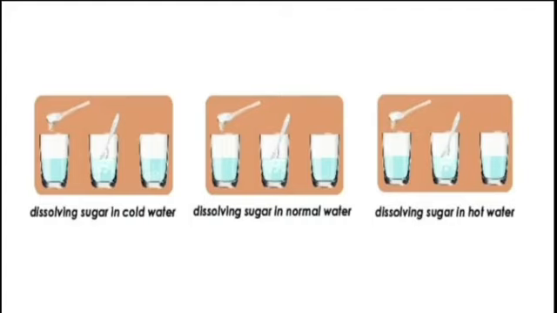The sugar in hot water disappears first, the normal water takes more time and the cold water takes the longest time. In all the 3 glasses, the solvent and the solute are the same. Why is there a difference in the speed of dissolving? The difference is due to heat.